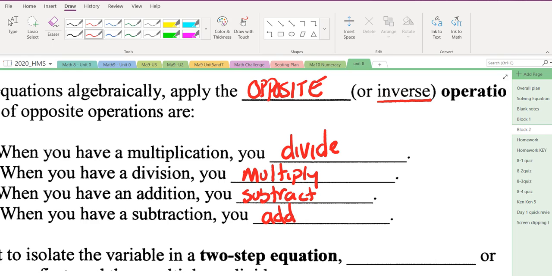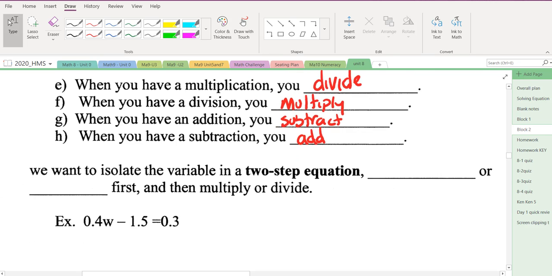And we do this because when we multiply and divide by the same number, we end up canceling them out. They're equal to 1. And when we're adding and subtracting the same number, they cancel each other out by making them equal 0. It's all about ones and zeros. I mentioned that last day.